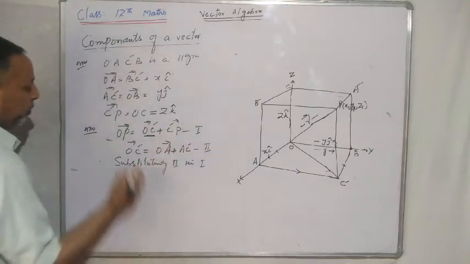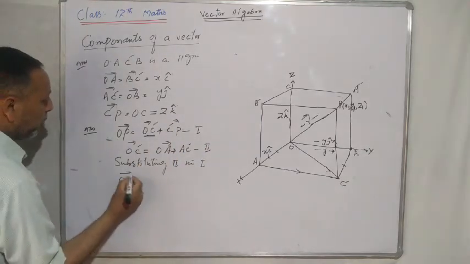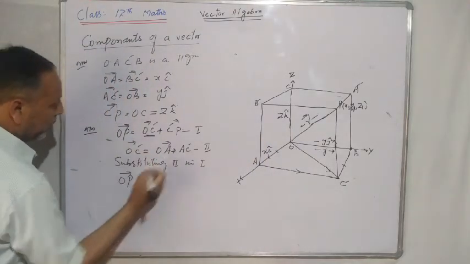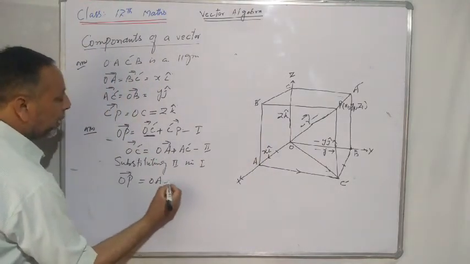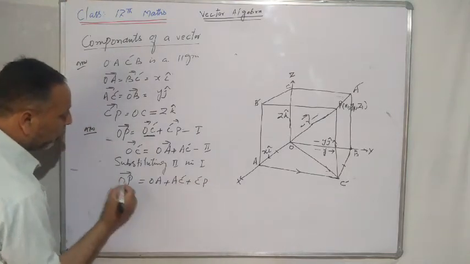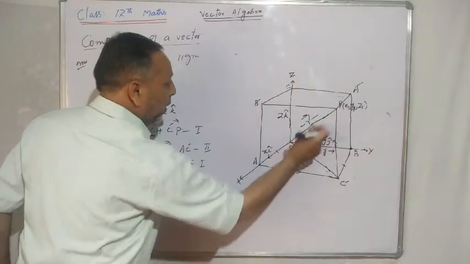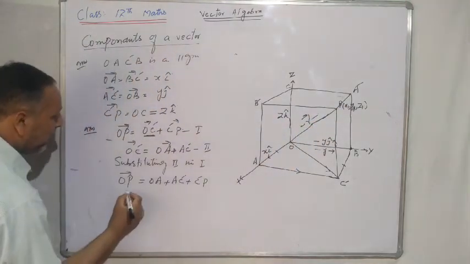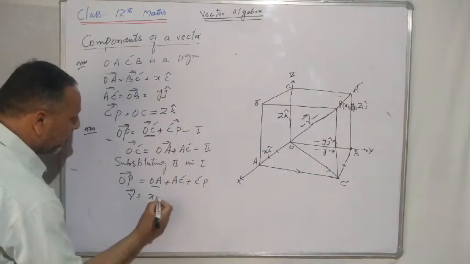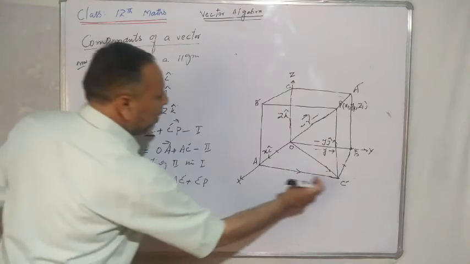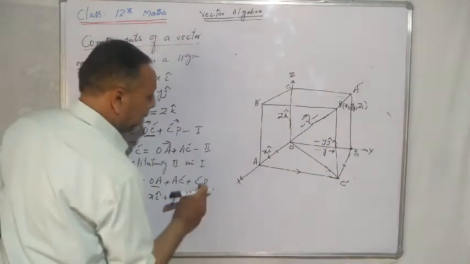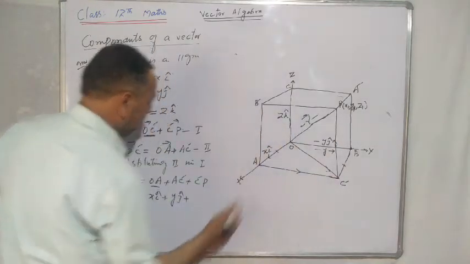Substitute the second into the first. That means vector OP, that is the position vector of point P, will be equal to OC dash, that will be OA plus AC dash plus C dash P. Now we have kept the position vector of point P as vector R. That means vector R equals OA, that is xi cap, plus AC, that is yj cap, plus C dash P, that is zk cap.